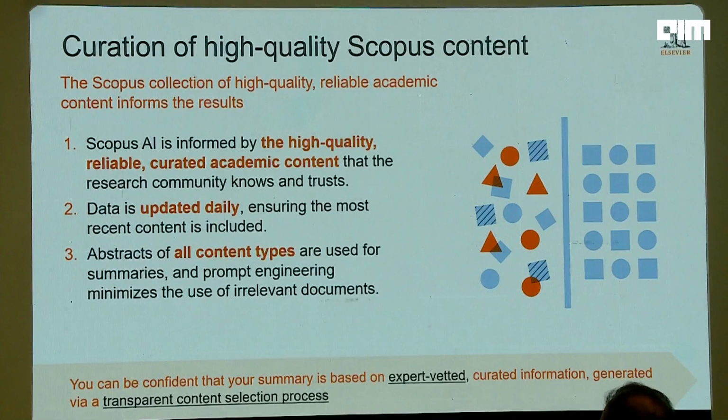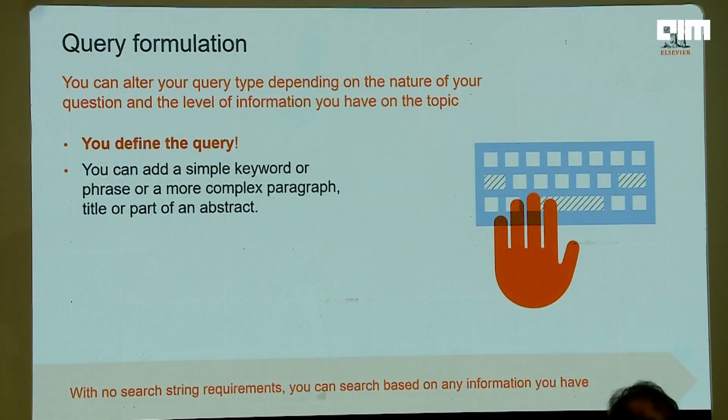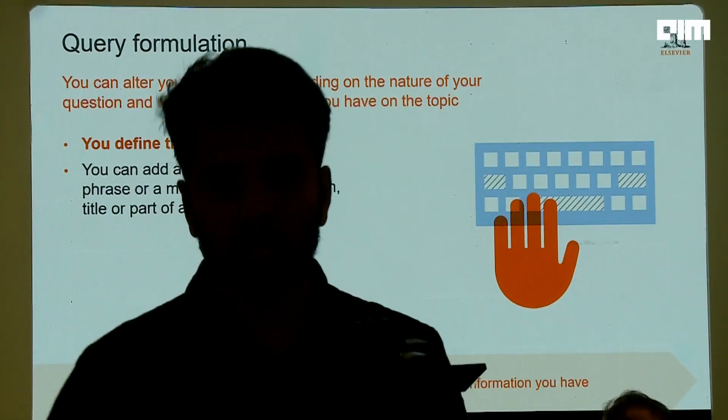That's the main aspect in which we do the summaries. The query can be a simple keyword that you want to know more about. It could be a complex summary that you already have that you want to know more about, or a title or a part of an abstract. It can be anything, and it will be able to bring in semantically related and relevant papers based on that.